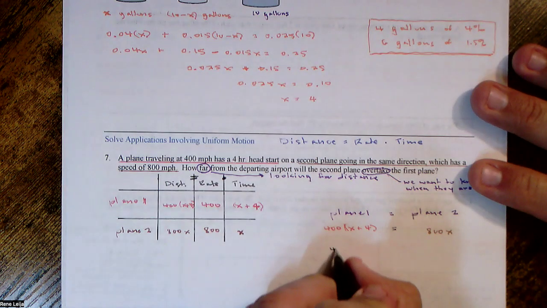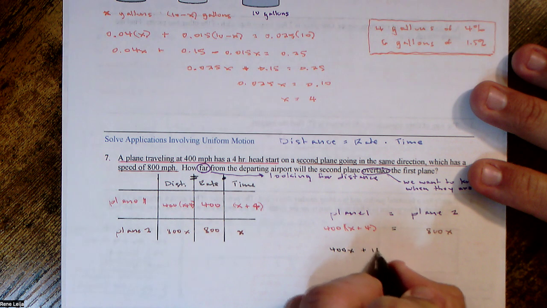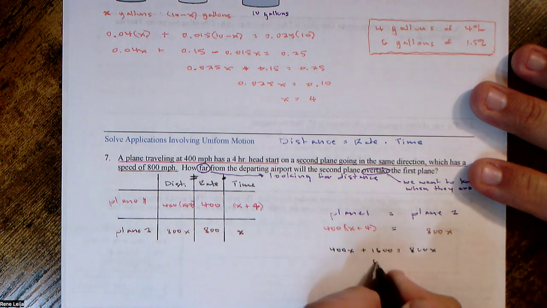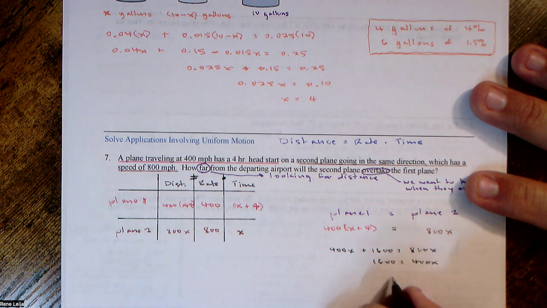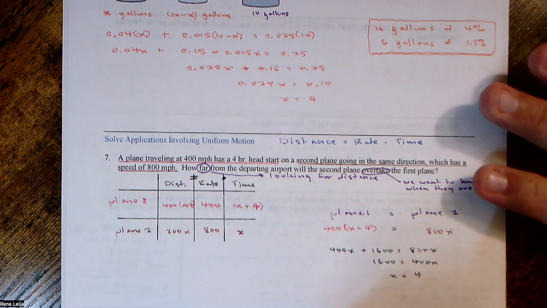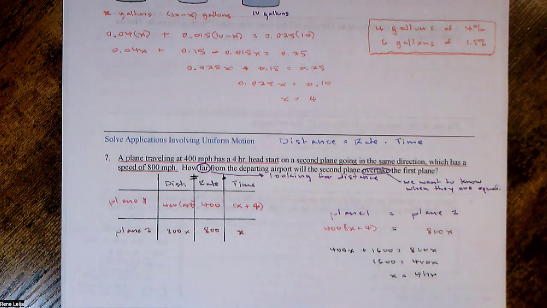So 400 times x is just 400x. 400 times 4 is 1600, equals 800x. Subtract the 400x from both sides. So x is going to equal 4. Now we found the time. That's 4 hours. Now here's the kicker. We're not done. We solved for x, but remember the question is asking how far from the departing airport will it overtake the first plane?